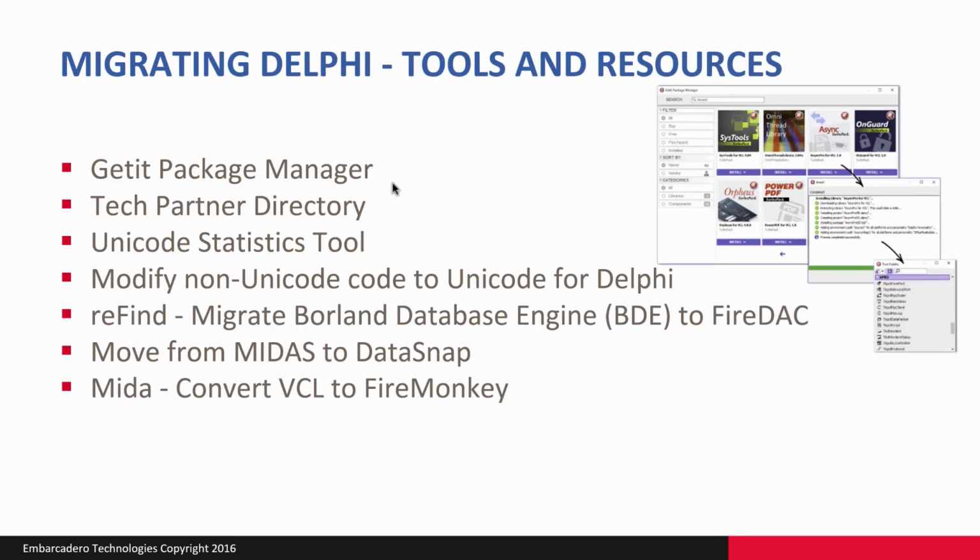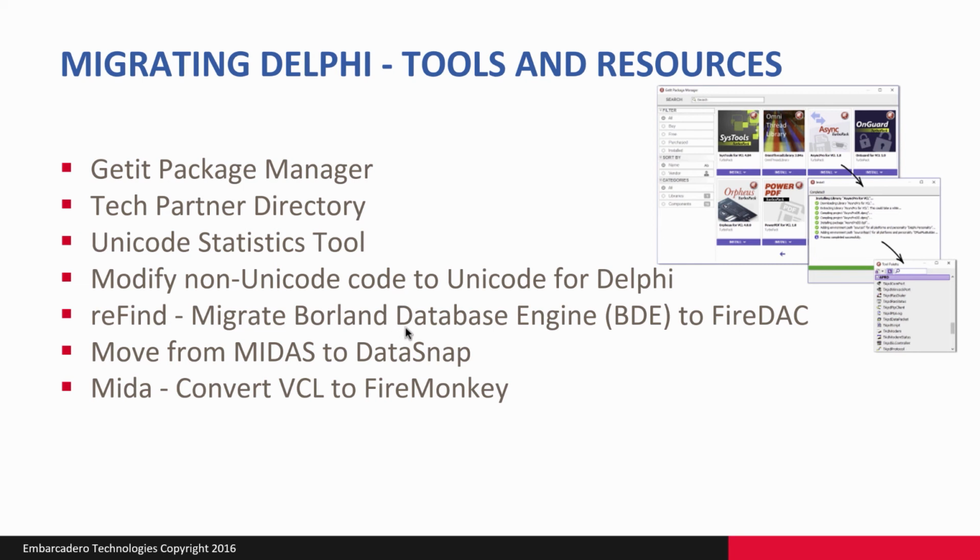In this webinar, we will look at and learn how to use the Get It package manager to allow you to browse, download, purchase if needed, and install Get It packages into the current Delphi version. Use the Tech Partner directory to find third-party libraries. Use the Unicode Statistics Tool to estimate time and effort for the Unicode migration. Show how to modify non-Unicode code to Unicode for Delphi.